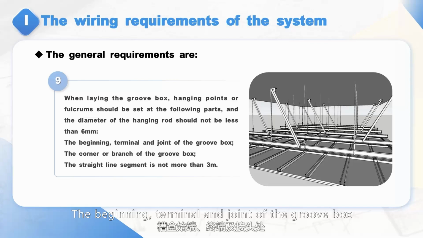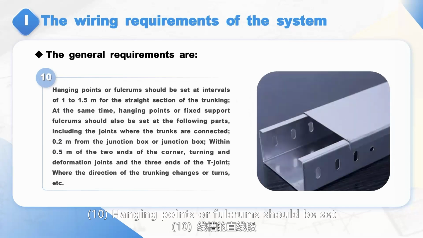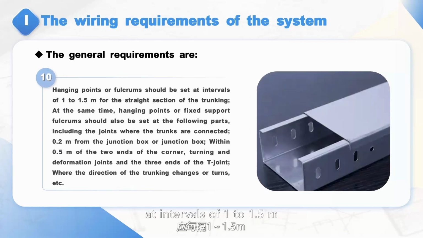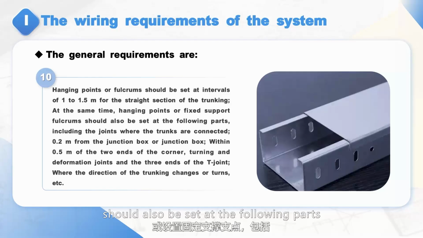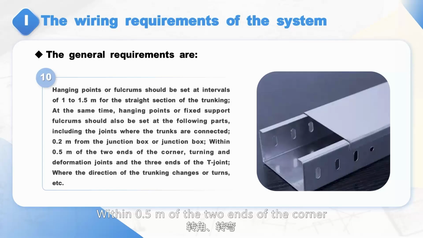The beginning, terminal, and joint of the groove box. The corner or branch of the groove box. The straight line segment is not more than 3 m. 10. Hanging points or fulcrums should be set at intervals of 1 to 1.5 meters for the straight section of the trunking. At the same time, hanging points or fixed support fulcrums should also be set at the following parts, including the joints where the trunks are connected, 0.2 meters from the junction box or junction box. Within 0.5 m of the two ends of the corner, turning and deformation joints and the three ends of the T-joint, where the direction of the trunking changes or turns, etc.